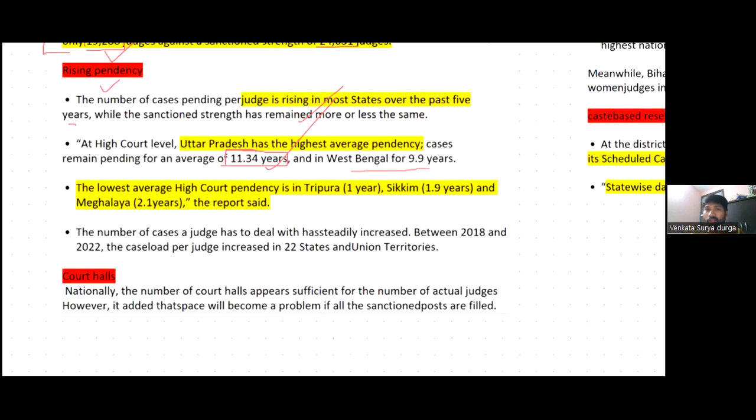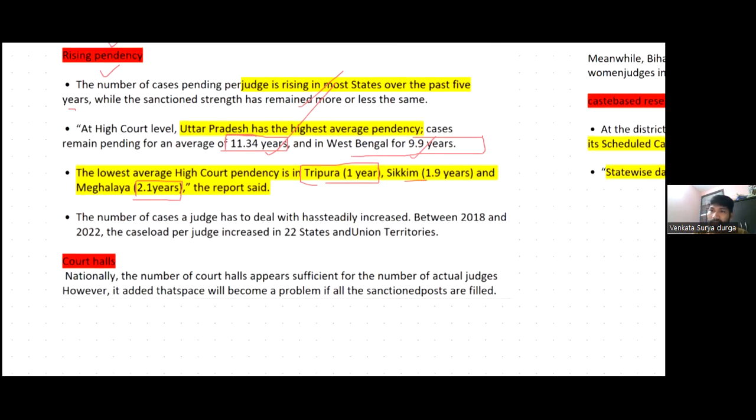The second is West Bengal. It takes 9.9 years. However, the lowest average High Court pendency is in Tripura. In Tripura, it is just 1 year. In 1 year, the case is disposed of or resolved. In Sikkim, it is 1.9 years. In Meghalaya, it is 2.1 years. See, you just have to note down this data. This data is important because you can present it while writing the answer to substantiate your points.